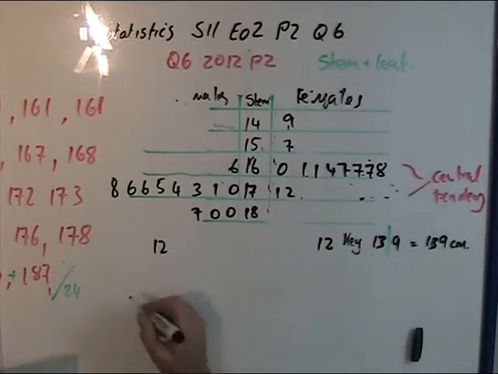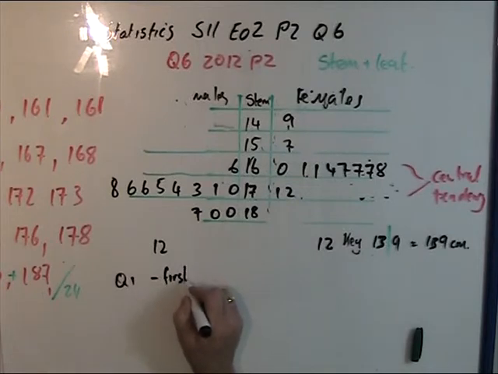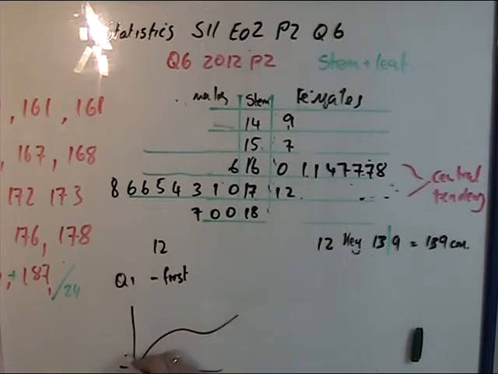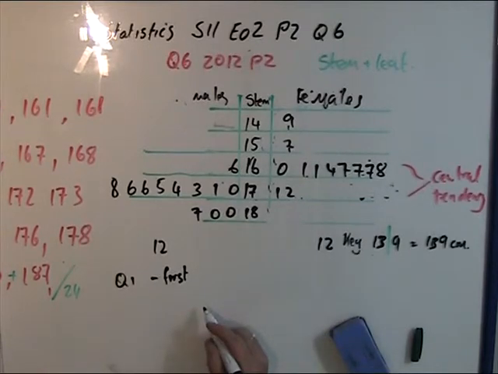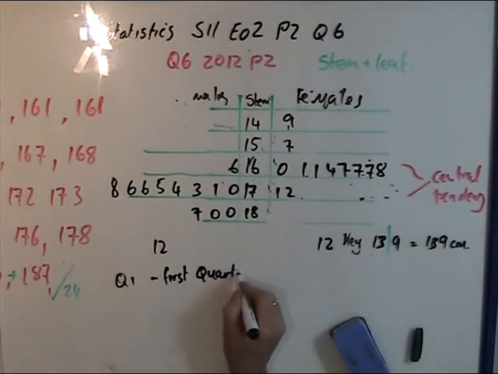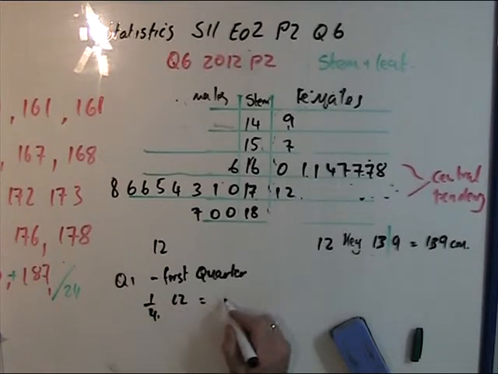So I have to find Q1. Q1 is the first quartile. That means when you used to have these graphs, it'd be the first 25%, the first quarter of the array. How can I calculate the first quarter? It's a quarter of the pieces of information. So it's a quarter of 12, which is equal to 3, which is the third term.